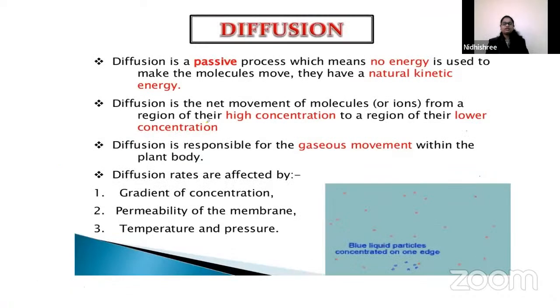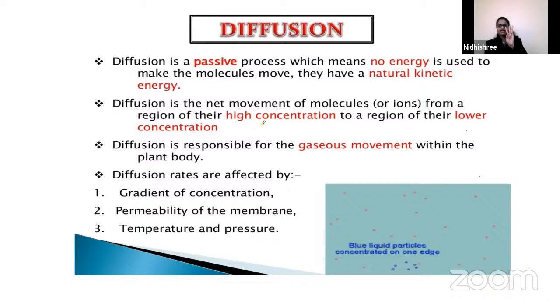Next, diffusion. Regarding diffusion, it is a passive process where there is no expenditure of energy. Okay, then they have a natural kinetic energy. Diffusion is the net movement of molecules from higher to lower concentration. So concentration gradient plays a very important factor in diffusion. It is responsible for gaseous movement within the plant body.